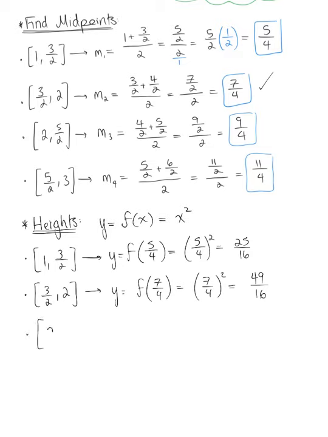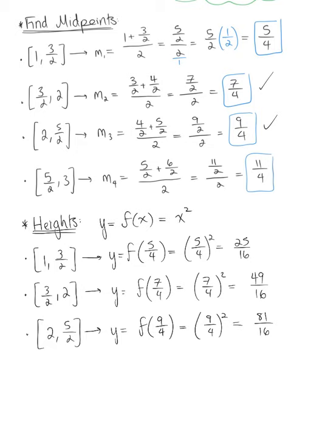Our third interval is from 2 to 5 halves. And we are calculating the height using the midpoint of that subinterval, which we found to be 9/4. So we have 9/4 squared, which gives us 81/16.